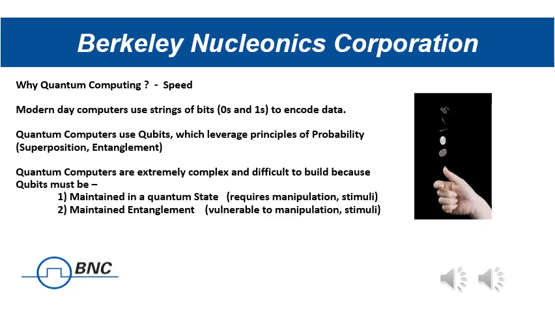Two critical factors making the work in quantum computing so difficult are maintaining qubits in a quantum state and maintaining entanglement between qubits. The better these operations can be carried out, the higher their fidelity. However, balancing the required isolation with the necessary interaction is extremely challenging.